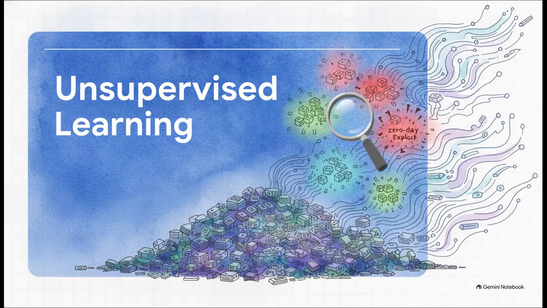Next is unsupervised learning. This is the exact opposite. You're tossing a massive pile of raw, completely unlabeled data at the system and saying, figure out the hidden structure. This is absolute gold for anomaly detection. You might have zero idea what a brand new zero-day exploit looks like, but the model clusters your normal traffic so it can instantly flag when a specific packet stream is behaving totally out of bounds.